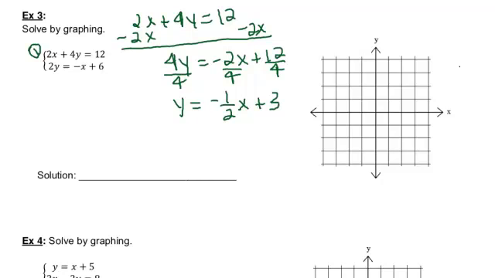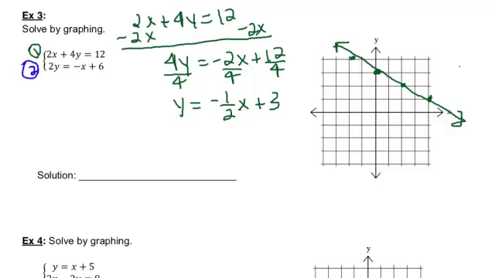We know that our y-intercept is a positive 3, so we're going to go up 3. And then we're going to use our slope to find our second point. So we're going to go down 1 to the right 2. And again, we can get multiple points on the graph and then connect them to form our line. Then we need to do the same thing with our second equation.